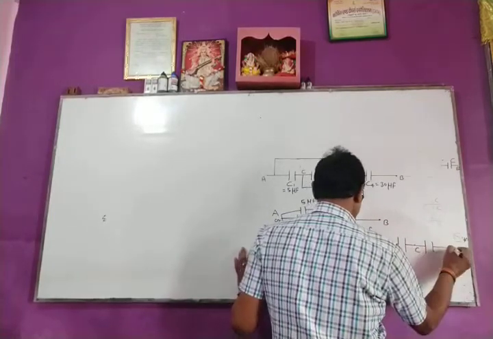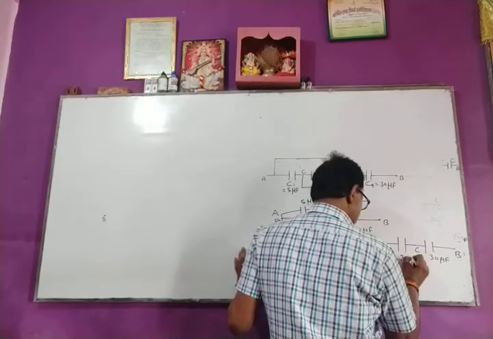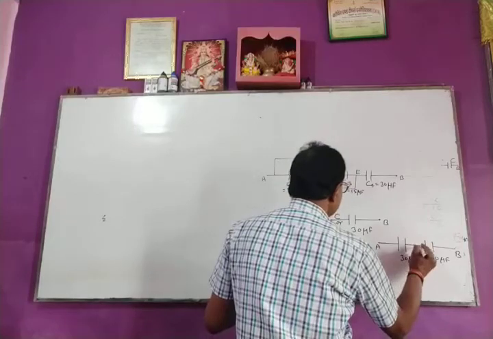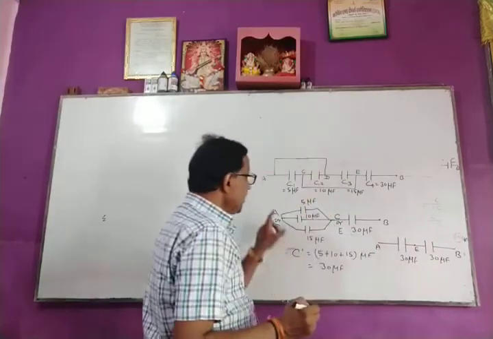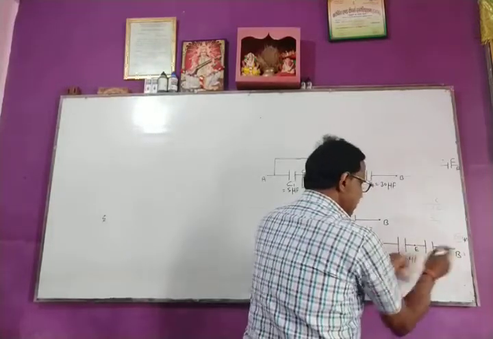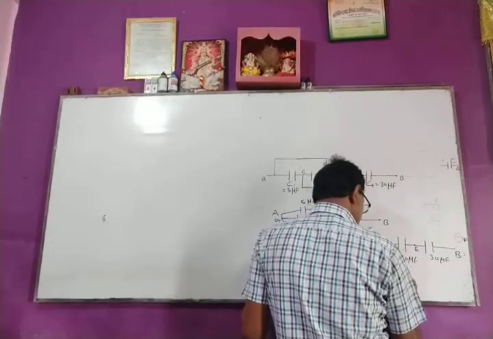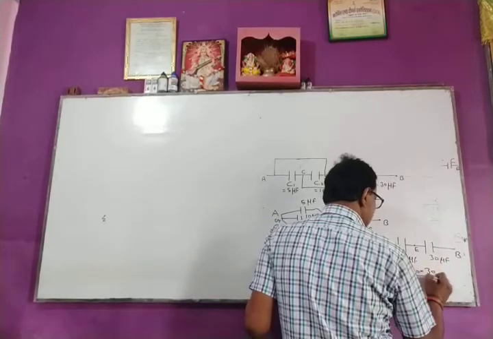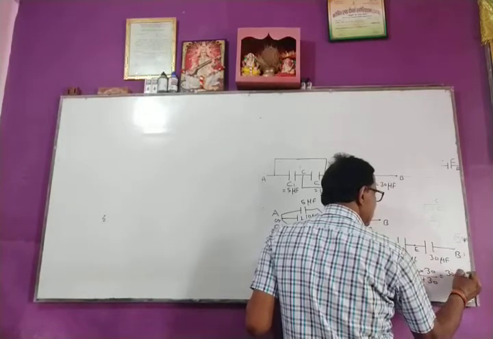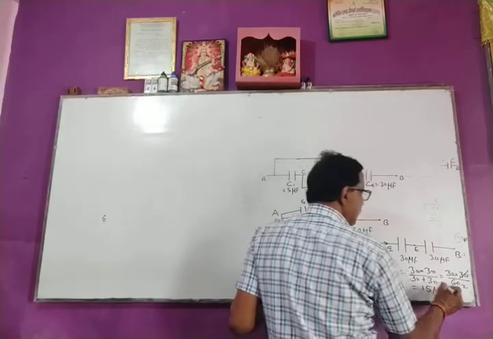A to C and C to B, 30 microfarad, 30 microfarad. Between A to E is 30 microfarad, and so A and E and E and B, the same charge is flowing, so they are in series connection. So C equivalent is equal to 30 into 30 by 30 plus 30. So 30 into 30 by 60. So 15 microfarad.